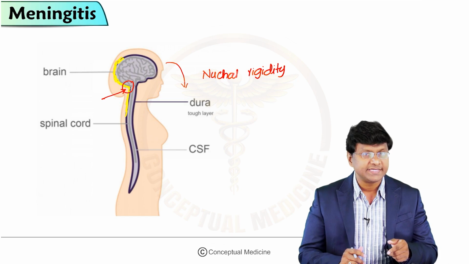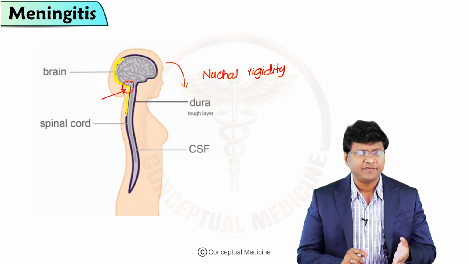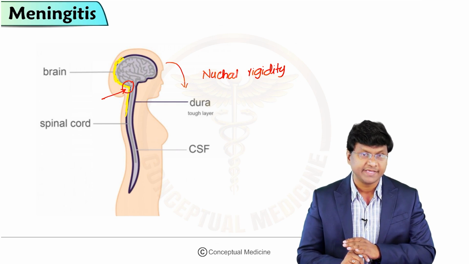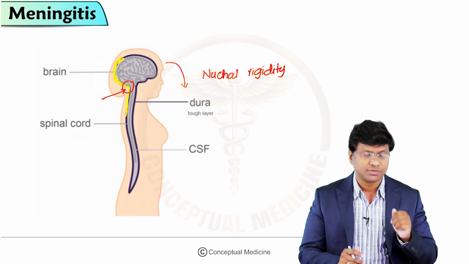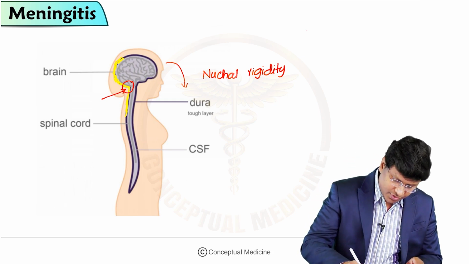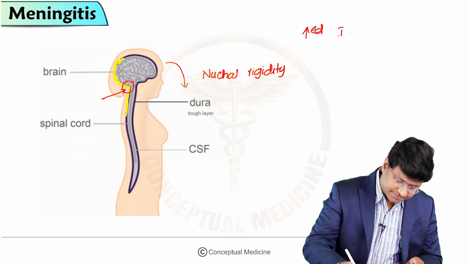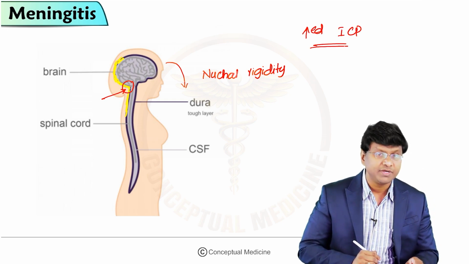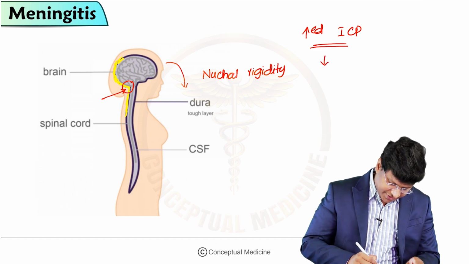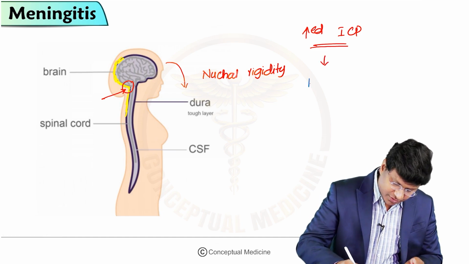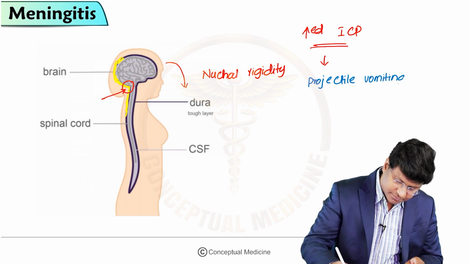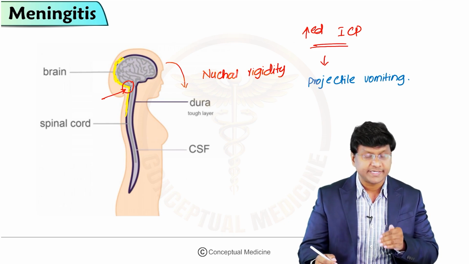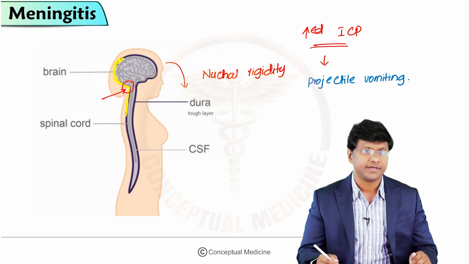Okay, now, why is there headache? Because of the inflammation of the meninges, and fever because it's an infection. That is the reason why they'll have high grade fever. Now apart from that, because of inflammation of the meninges, there is also raised intracranial pressure. And because of raised intracranial pressure, these patients develop projectile vomiting.